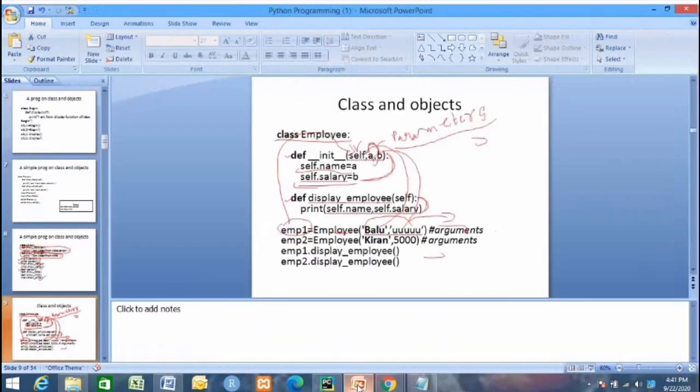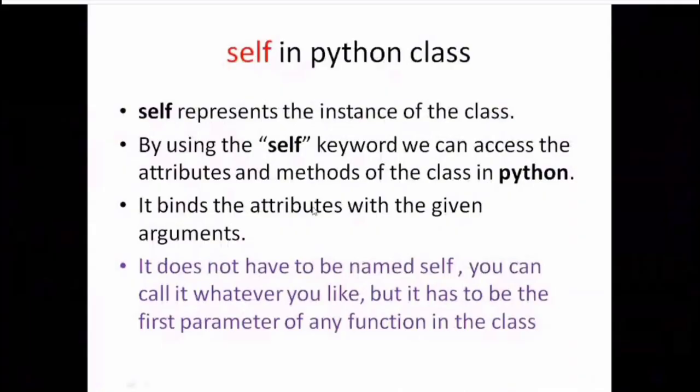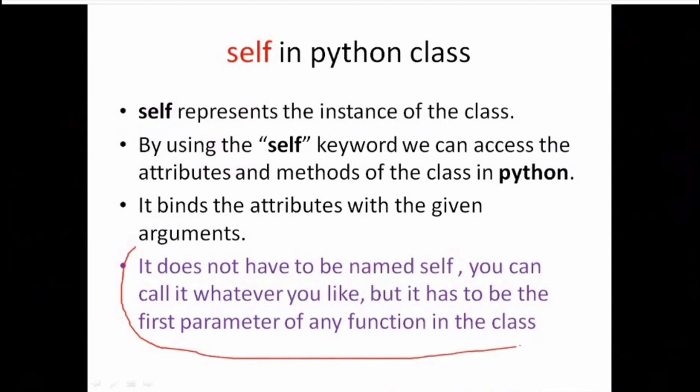Now you understand this statement, what is given in the statement. By using the self keyword, it binds the attributes with a given argument. Correct? Yes, sir. Okay. Next, one more. Now, don't get confused. It does not have to be named self. You can call it whatever you like, but it has to be the first parameter of any function in the class. Now, this is extremely important, but very, very simple to understand. I will tell you what exactly this is.